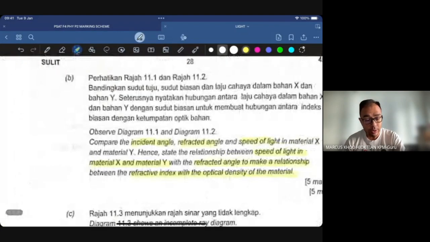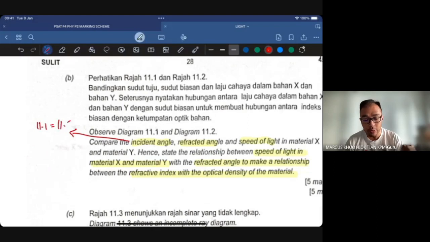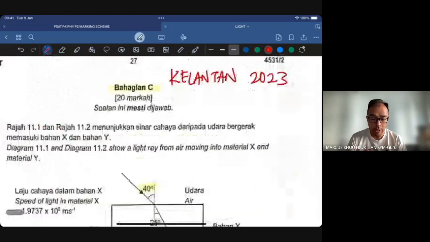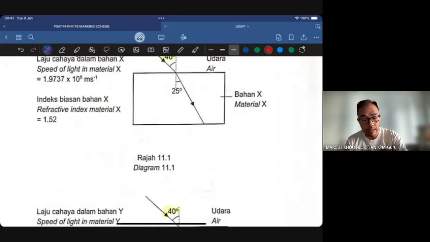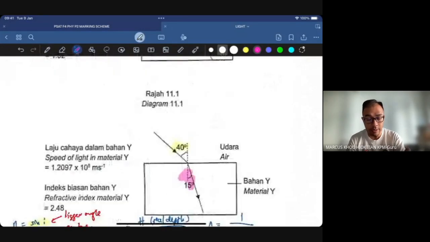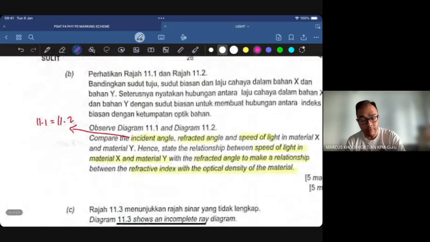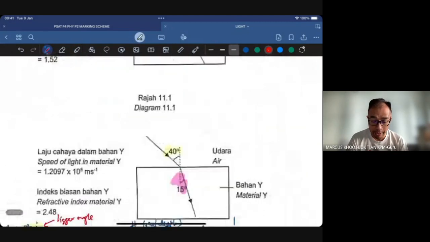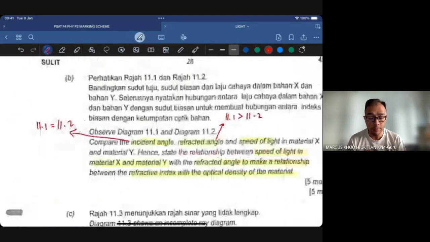In terms of the incident angle, 11.1 is equal to 11.2 because they are the same. For the refracted angle, one is 125 and the other is 15. So in terms of the refracted angle, 11.1 is bigger than 11.2.